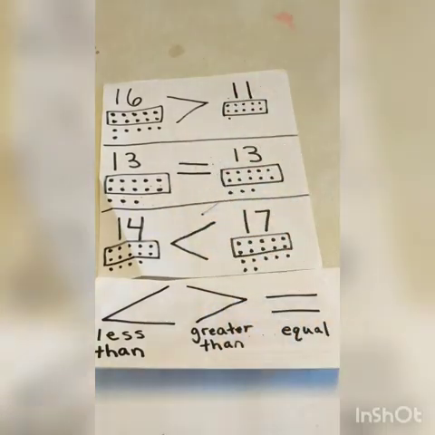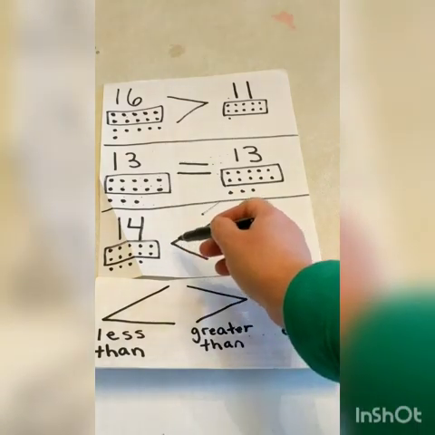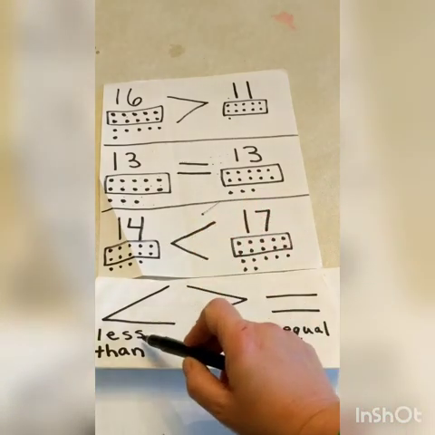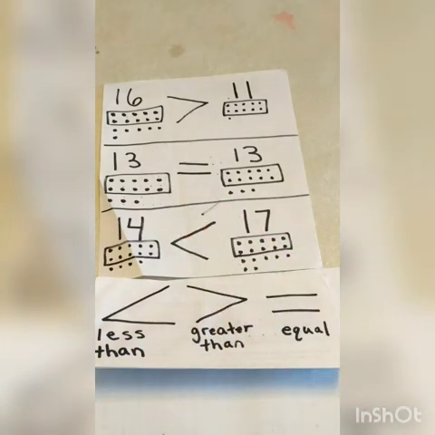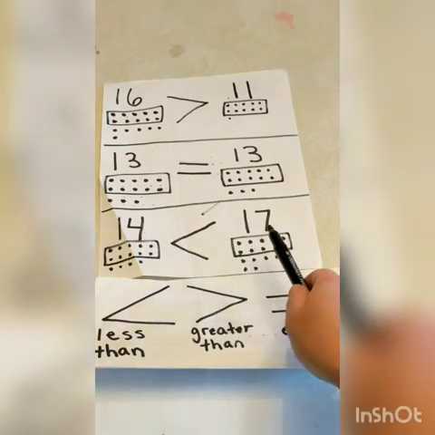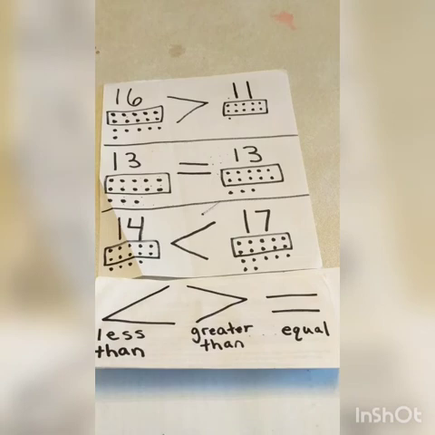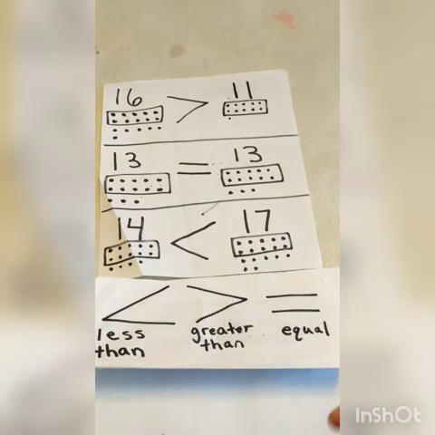What is this symbol? If the small end comes first, that means that it is the less than symbol. So we're going to say this as a sentence. Ready? 14 is less than 17. Good job, friends. I hope that you enjoyed learning these wonderful, fun symbols of less than, greater than, or equal. These symbols help us compare numbers.